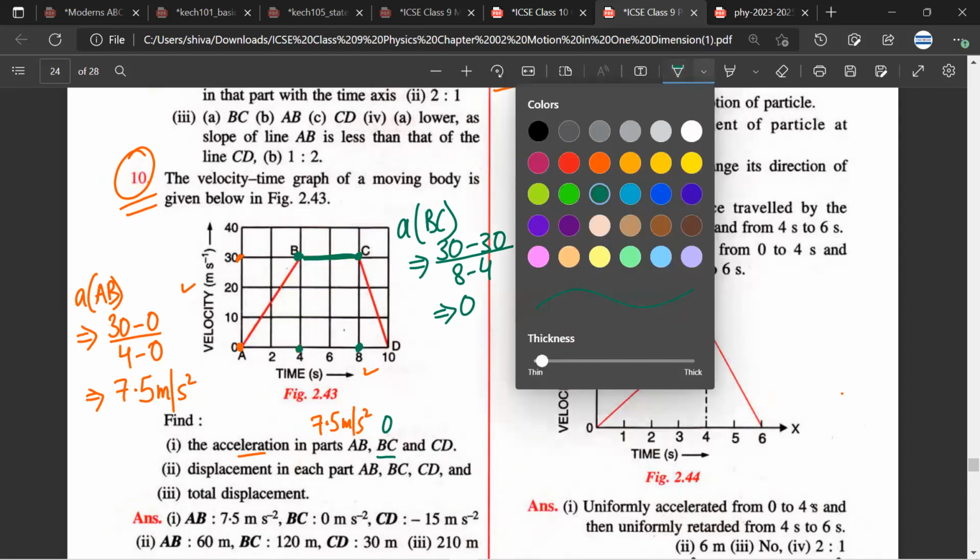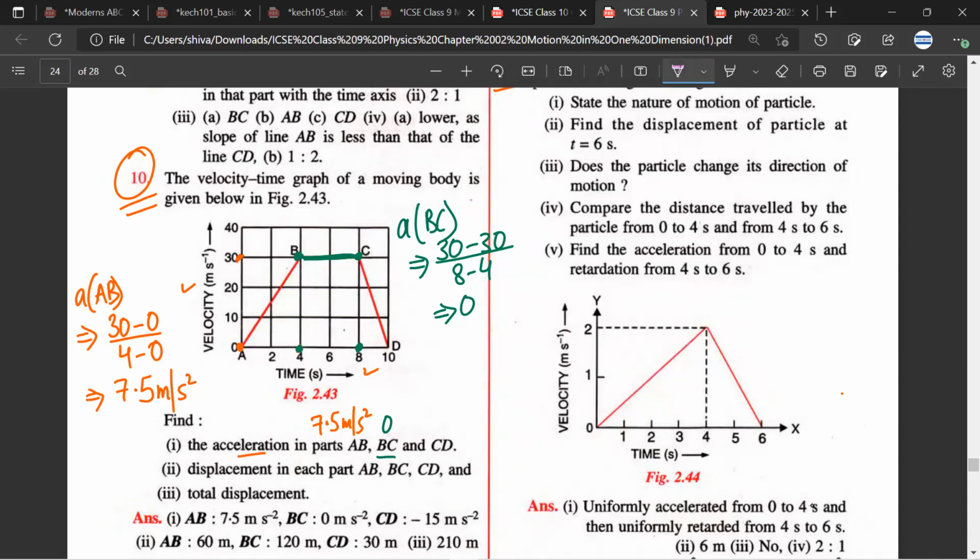Now let us find the acceleration in part CD. So here V2 is 0, but V1 is 30. T2 is 10, and T1 is 8. So this will be equal to minus 30 upon 2, which is equal to minus 15 meter per second square. Is it making sense? Yes, sir.